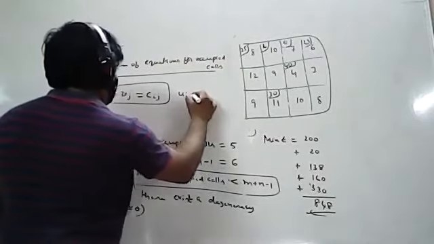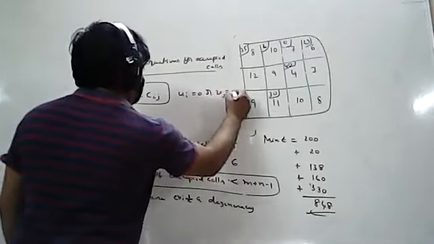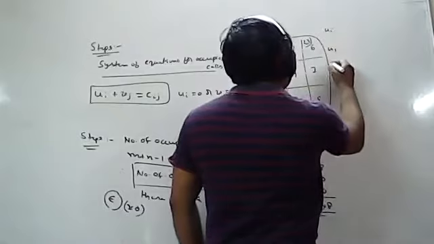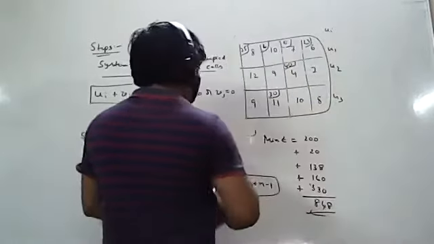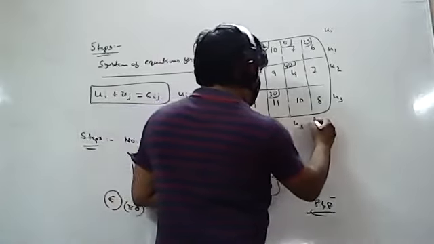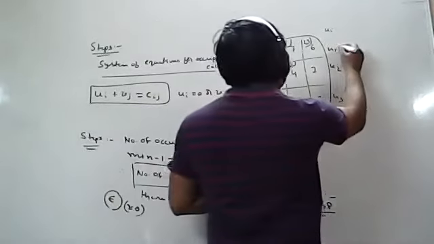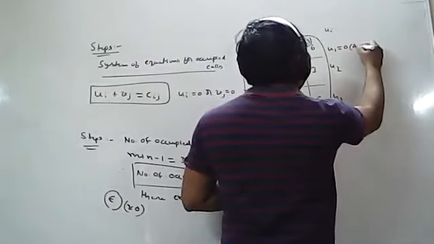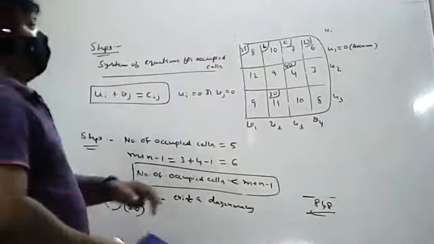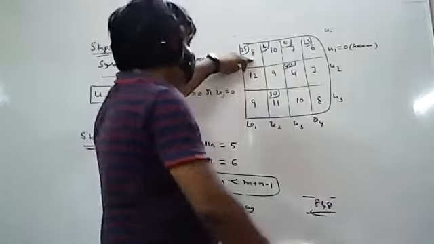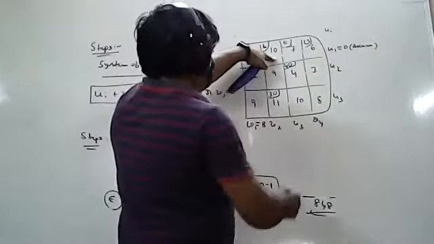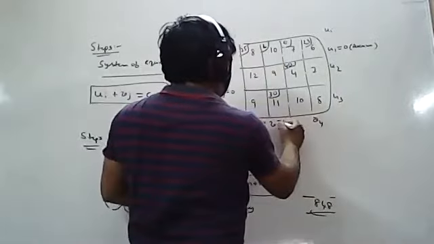Initially, you have to assume any u value or any v value is equivalent to 0. How many u values are there here? This is ui, that means u1, u2, u3. How many v values are there? v1, v2, v3, v4. So initially, you have to assume u1 equal to 0. You know the procedure. How to calculate the values? Occupied cell: 0 plus v1 equal to 8. So v1 equal to 8. Next occupied, apply the formula: 0 plus v2 equal to 10. So v2 equal to 10.